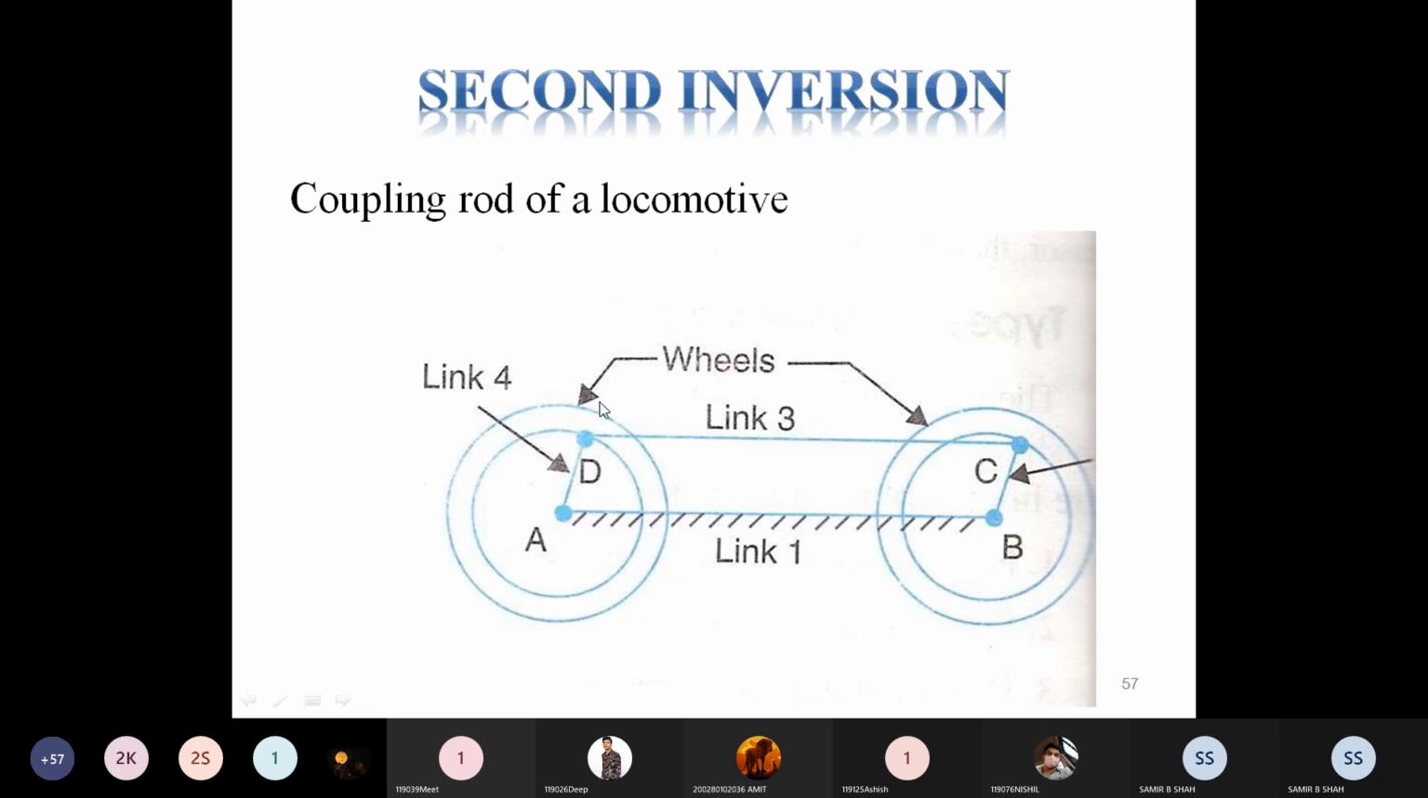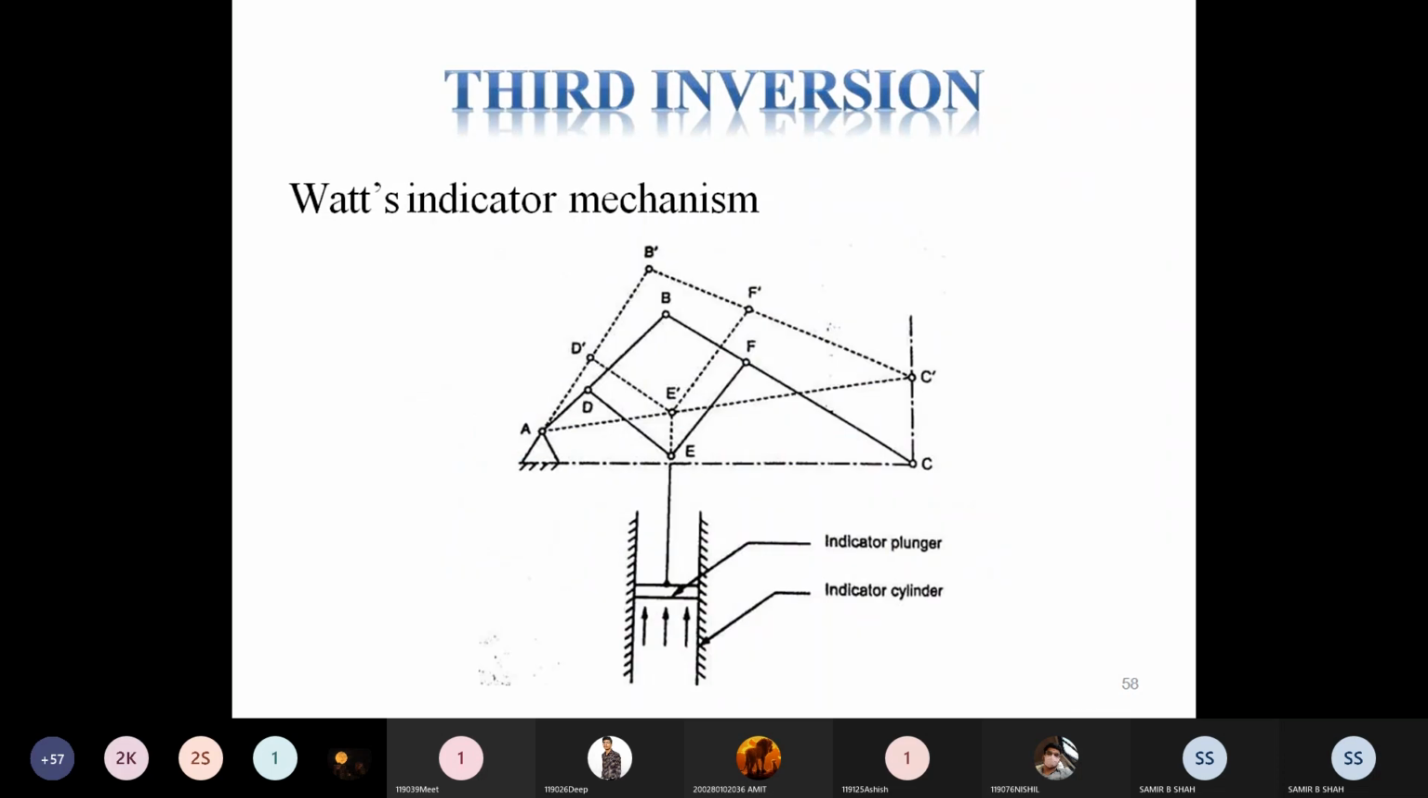Okay, it may transmit rotary motion because it may behave like a crank, and it may convert into rotary motion as well. In a beam engine, rotary motion is converted into reciprocating motion, while in the coupling rod of a locomotive, rotary motion is converted into rotary motion. So where we require rotary motion to rotary motion, at that time the coupling rod of locomotive kind of inversion is used.